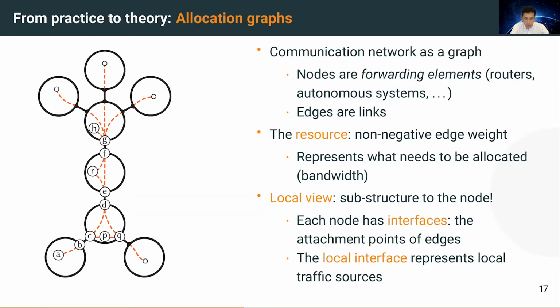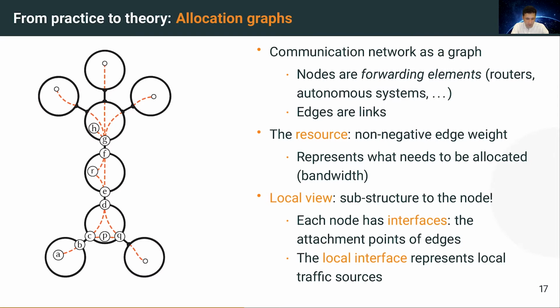Now, to do so, we need to start by defining allocation graphs. We see here on the left a communication network as a graph, where nodes are forwarding elements and edges are links. Again, we have a resource on each edge, which is a non-negative weight that represents, for example, bandwidth. But we also see here that there's a local substructure to the node, and this represents the local view. As we said before, each node has, for example, preferences, and this is expressed by this local view. Now, more specifically, each node has interfaces, which are the attachment points of edges, and a local interface, which represents the local traffic source.